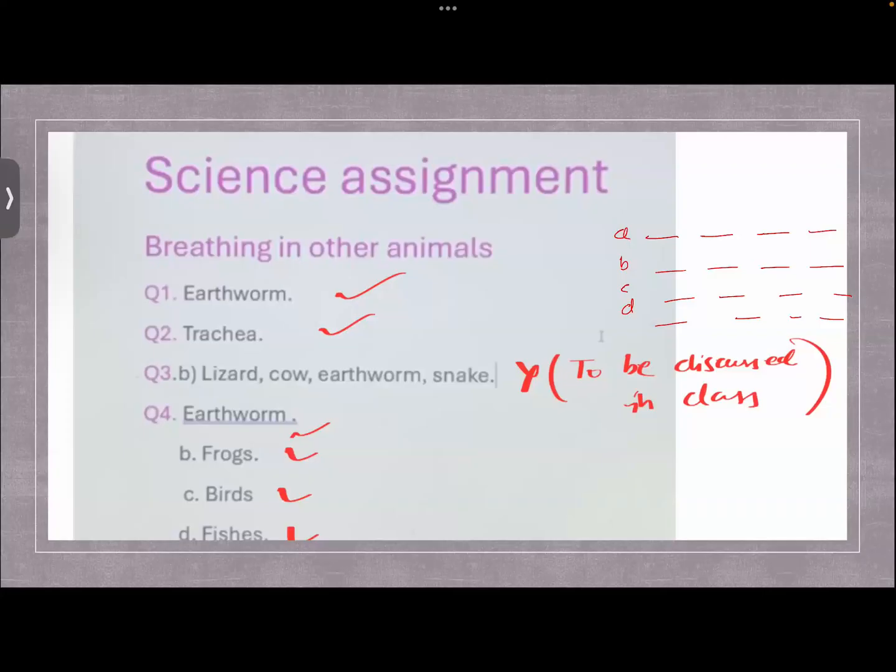Let's go through your question paper. It was question number 3. Question number 3 said: pick the odd one out from each of the groups given below, based on the respiratory organs.